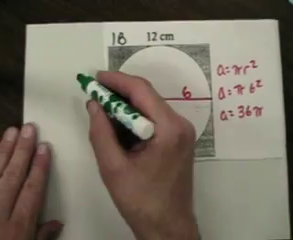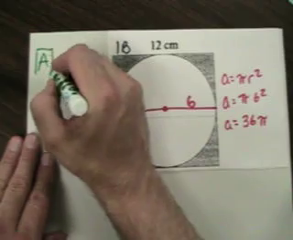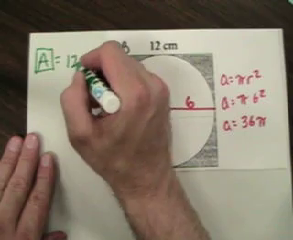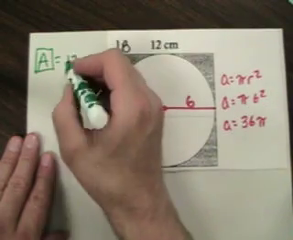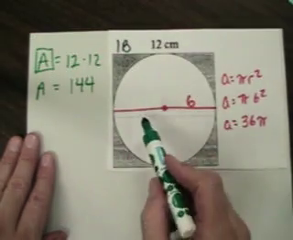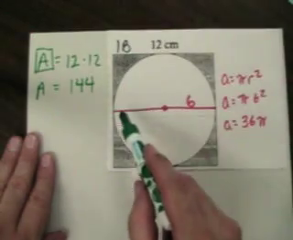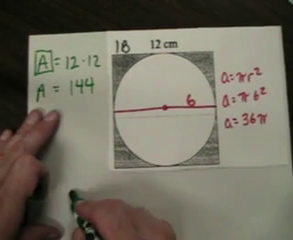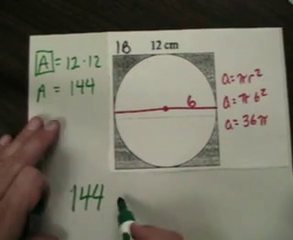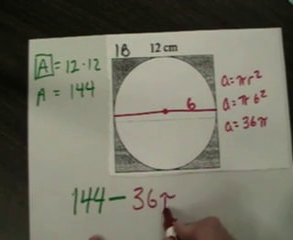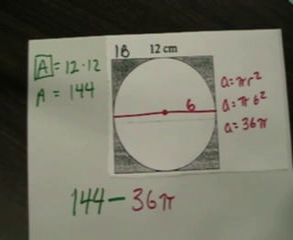So I need to find the area of the square. So the area of the square is going to equal the sides squared, or the length times the width, whichever you prefer, but 12 times 12. So the area of the square is 144. Now, if I want to find the shaded area, I need to take the area of the square and pull out the area of the circle. So I'm going to do 144, and I'm going to subtract the 36 pi. Now, they asked me to leave it in that form.